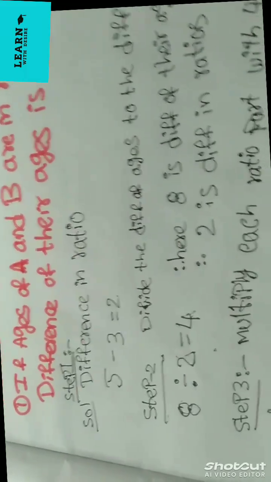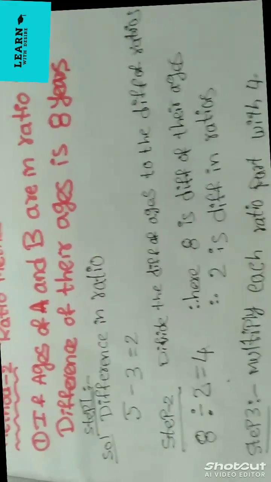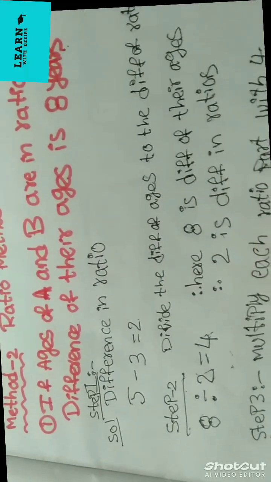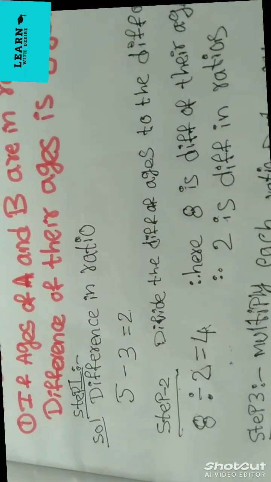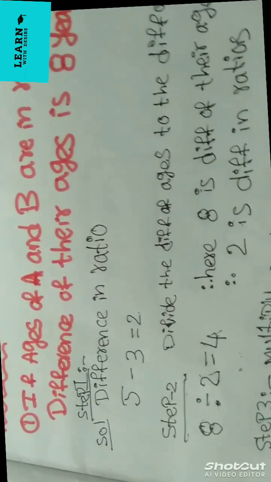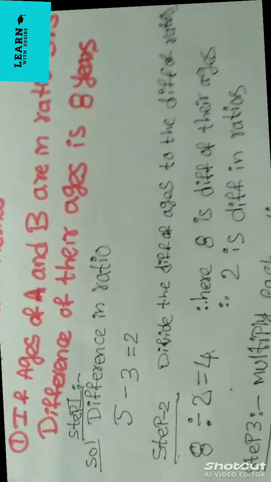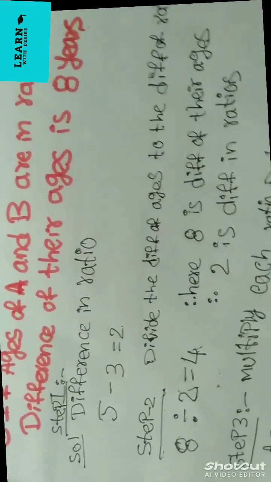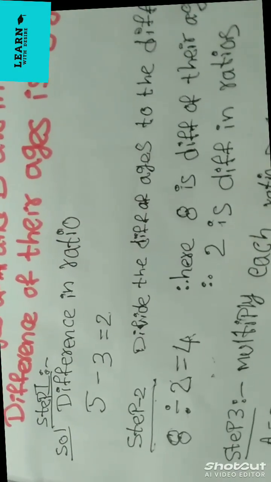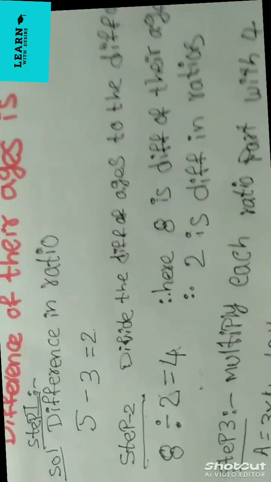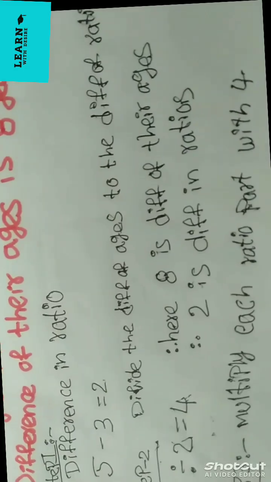Here in the first step we have to find the difference in the ratio. What is the ratio here? 3 to 5. We have to find the difference between the individual ratios, that is 5 minus 3 equals 2. Here note that difference means minus. After getting the value in the first step, in the second step we have to divide the difference of ages by the difference of ratio.